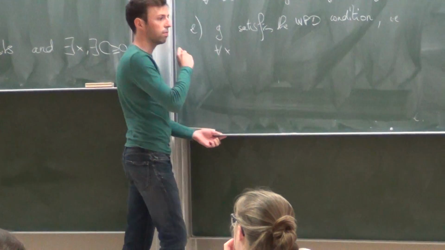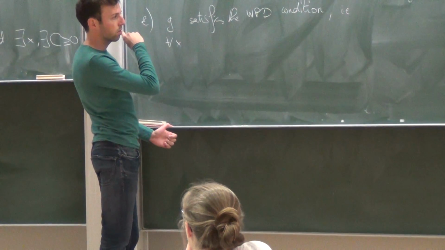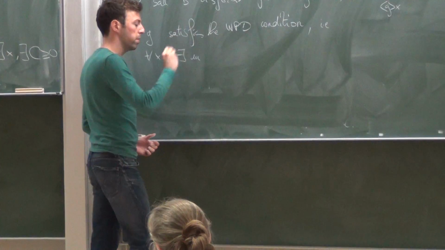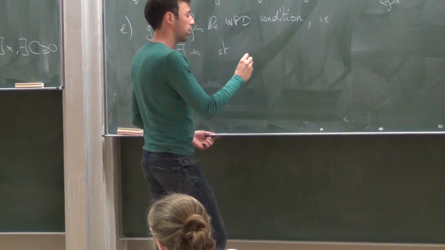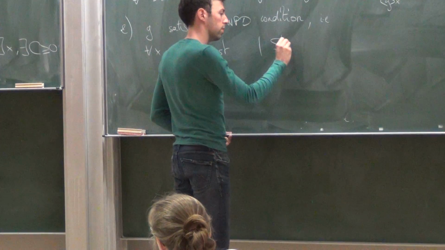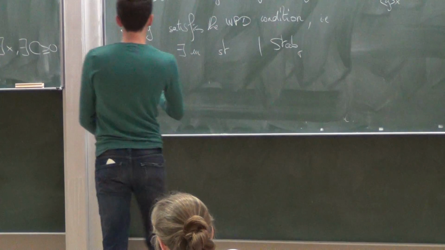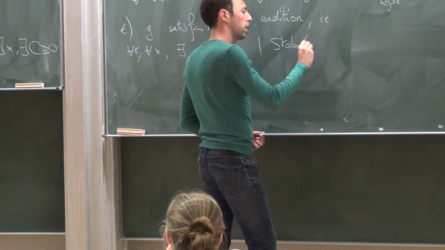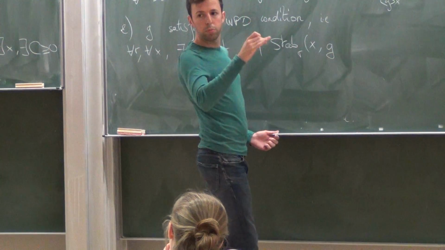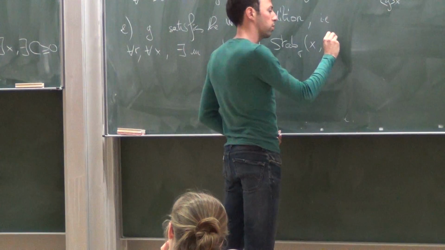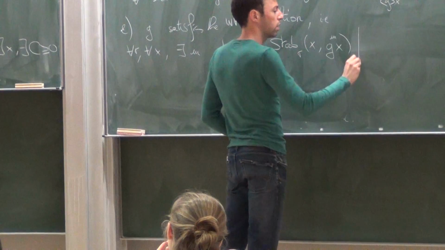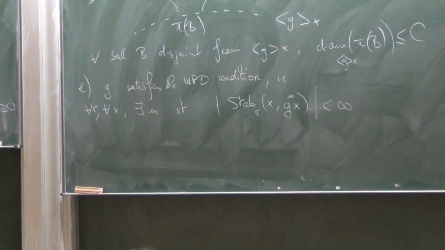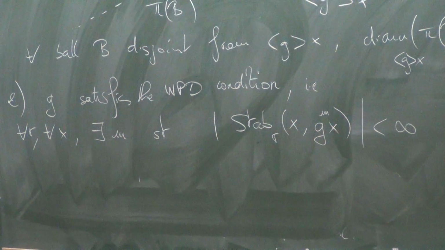For every x, there exists an M such that the coarse stabilizer at R of x, and so not just any other point y, but a g-translate, g^M of x, so that coarse stabilizer is finite. Okay, so it's some sort of acylindricity along the orbits of g.